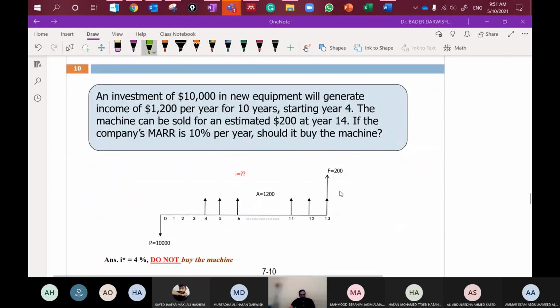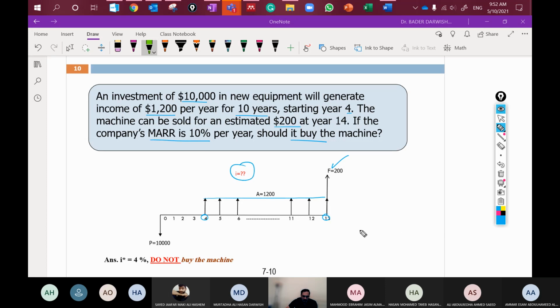What about here? An investment of 10,000 in a new equipment will generate income of 1,200 per year for 10 years, starting year 4. Now guys, don't forget, and we have it for 10 years. So this is an annuity, and then the machine can be sold for 200. If the company MAR is 10%, should we buy it? I would like to know.